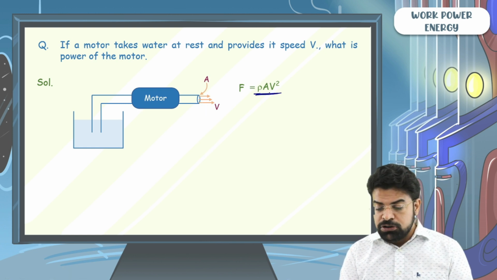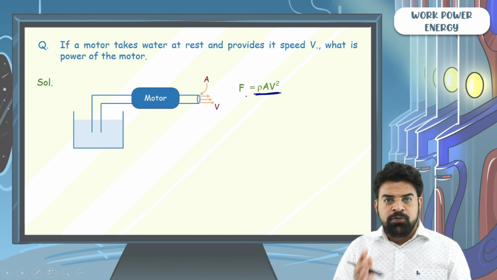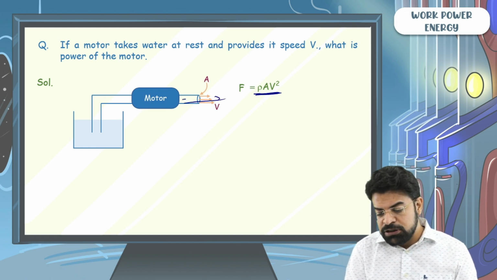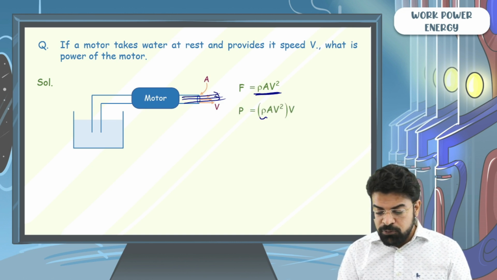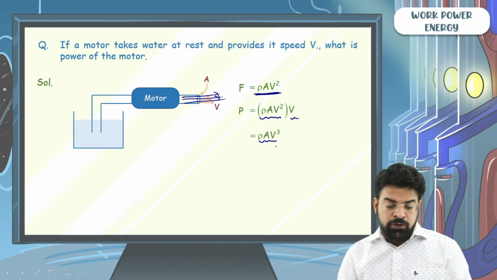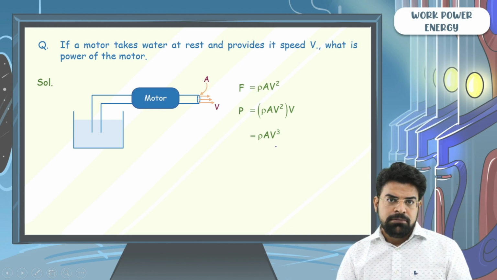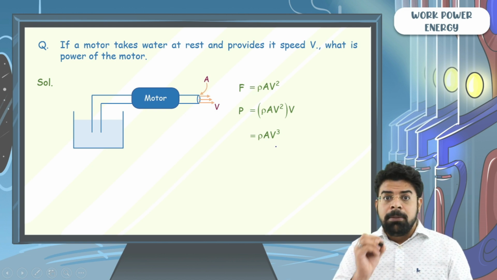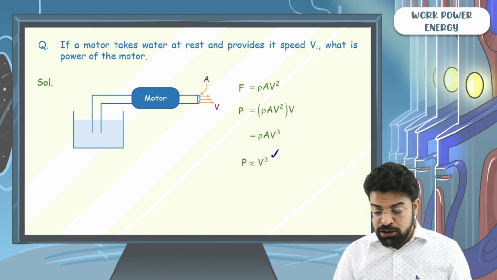If the force equals rho A v square, then what has to be the power? Power has to be force times velocity, as the force and velocity will be in the same direction. So power is nothing but force, rho A v square, times v. So the power comes out to be rho A v cube. Why is this particular example important? You should know that the power is proportional to v cube.